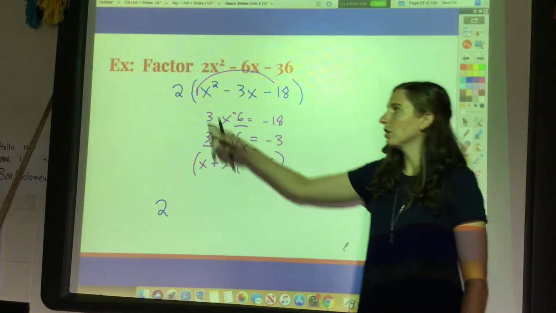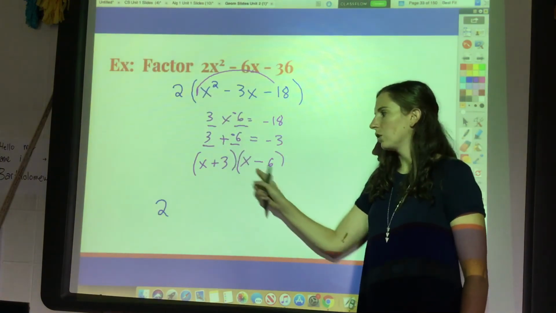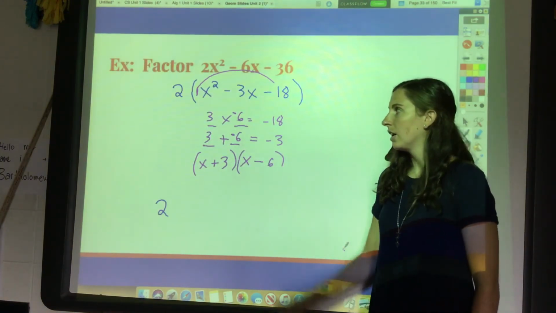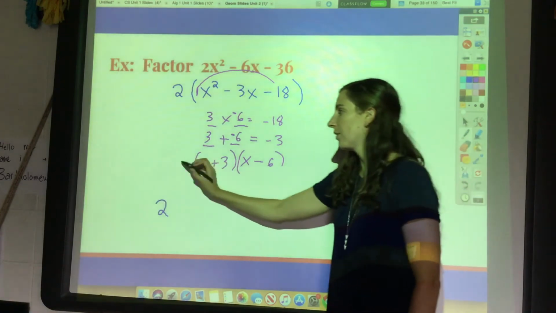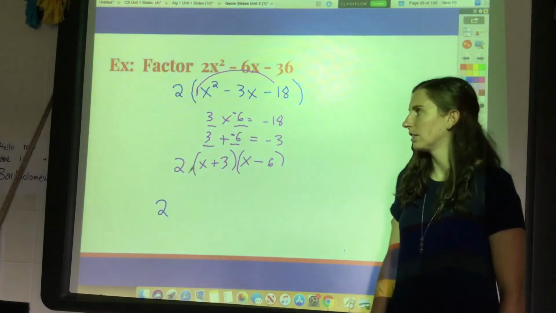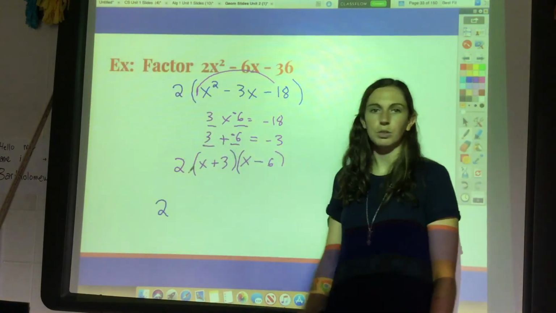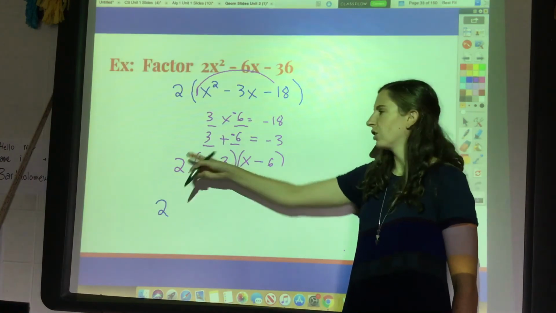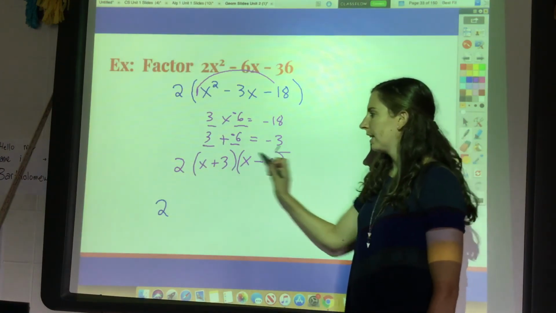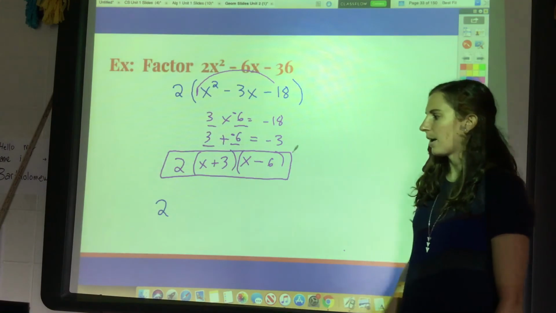And since it was just a 1 in front, I don't need to divide or slide. The 2 is just a GCF. The 2 just goes in the very front. When you have a GCF, you don't divide or slide with it, it just stays in the front. So that's my final answer on that one.